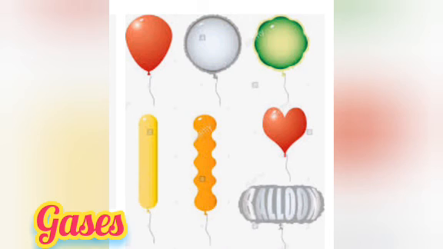Take balloons of different shapes and inflate them with air. What do we observe? We observe that the air inside the balloon takes the shape of the balloon. It has no shape of its own. That is why gases have no definite shape. They take the shape of the container they occupy.